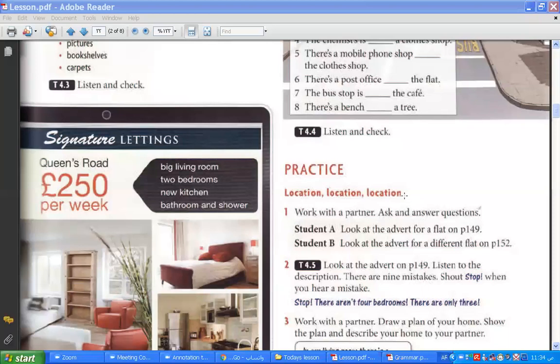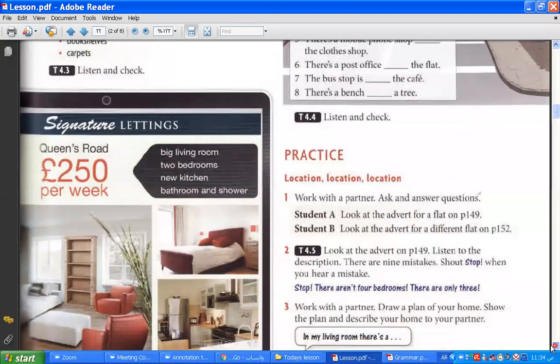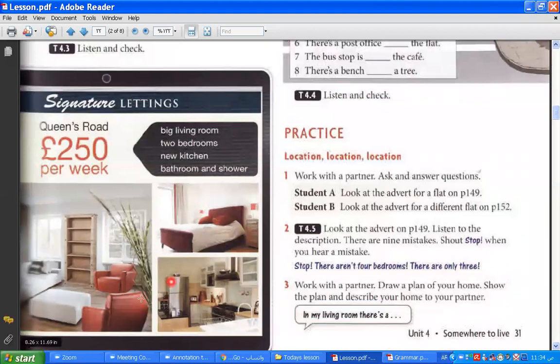Silva, let me ask you, are there any carpets? What's the meaning of carpets? A soft rug. Yes. So, are there any carpets, Silva? No, there aren't. Yes. Thank you.